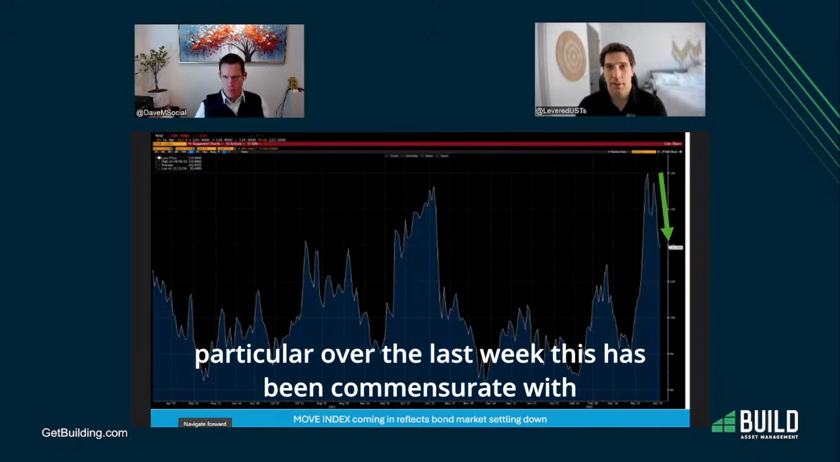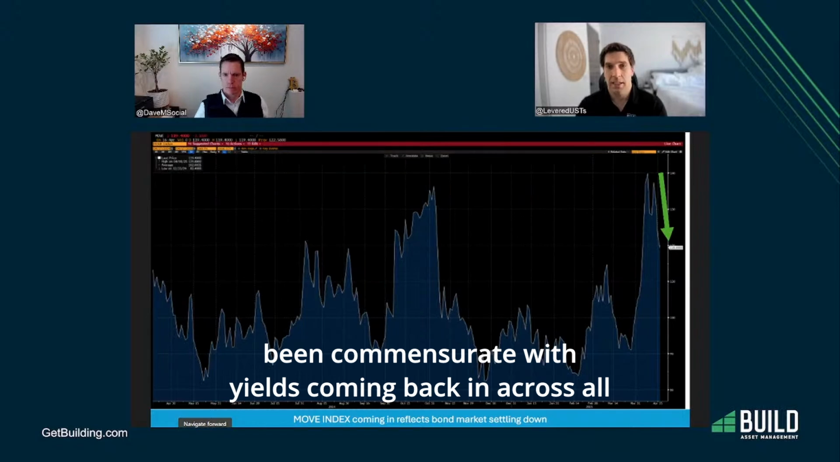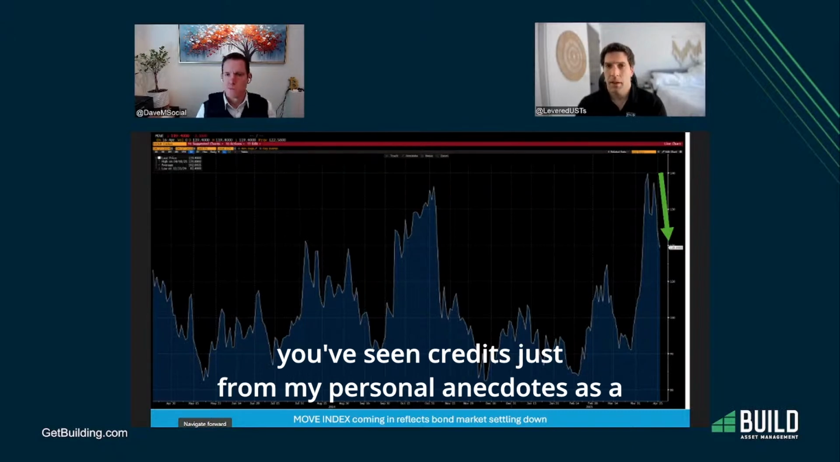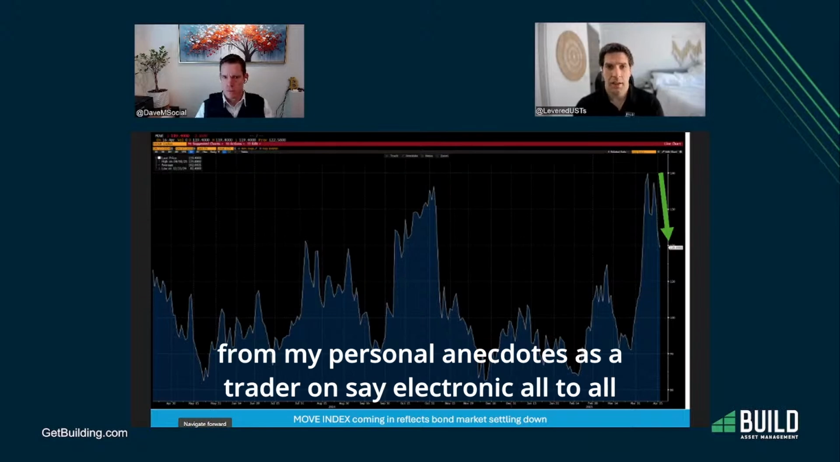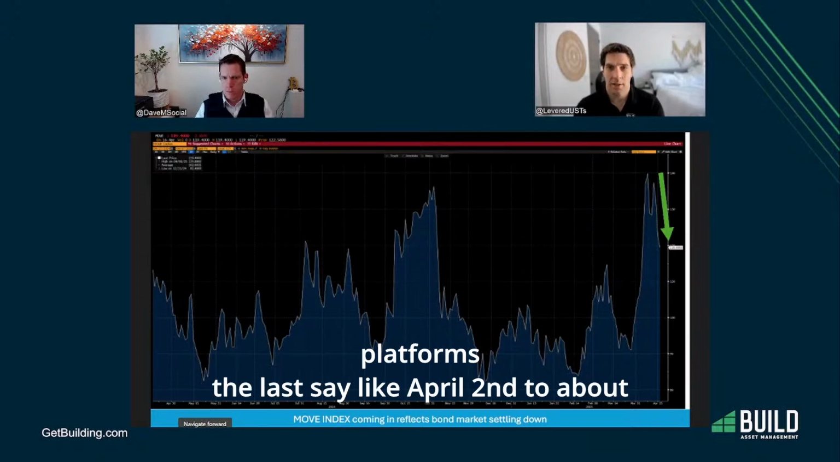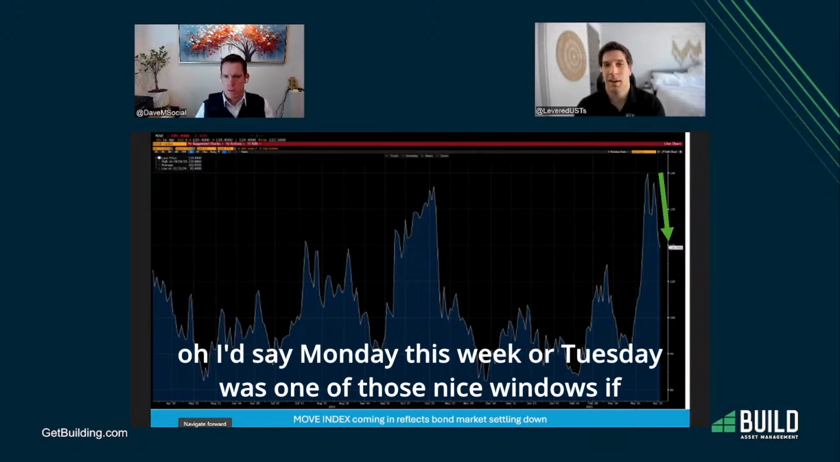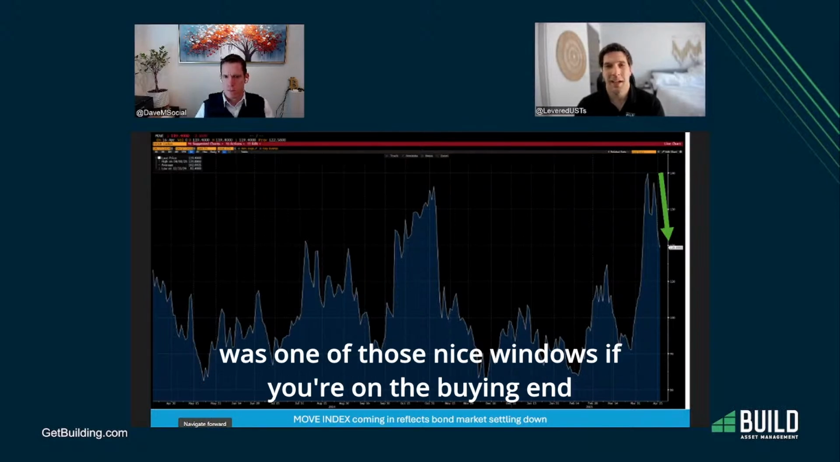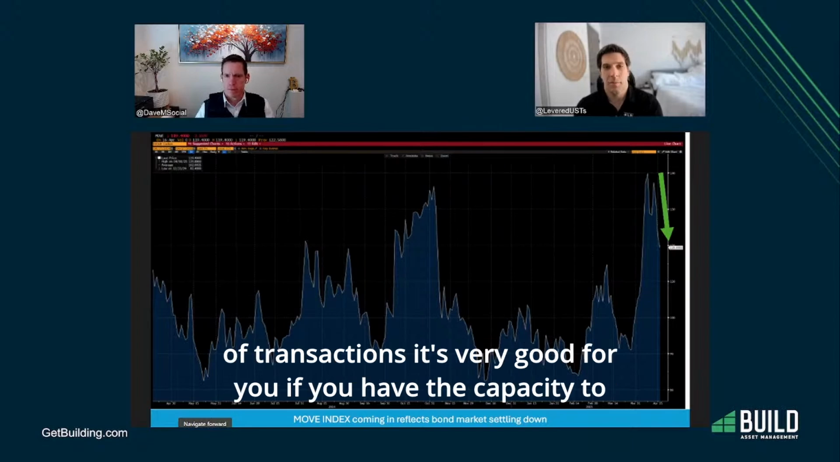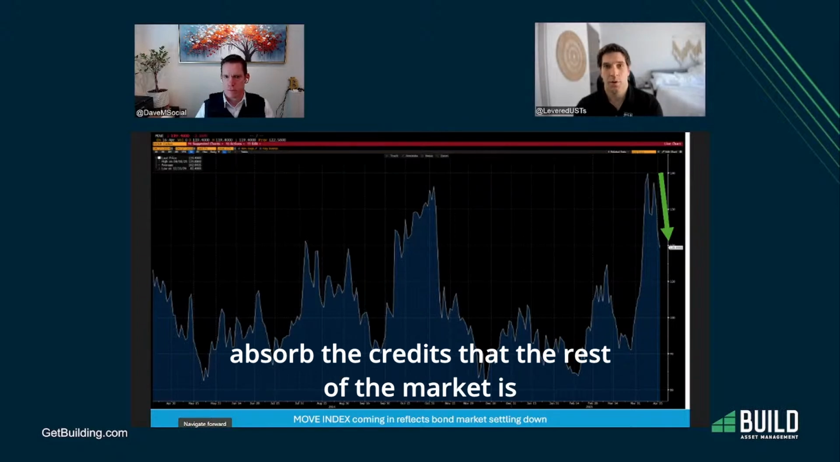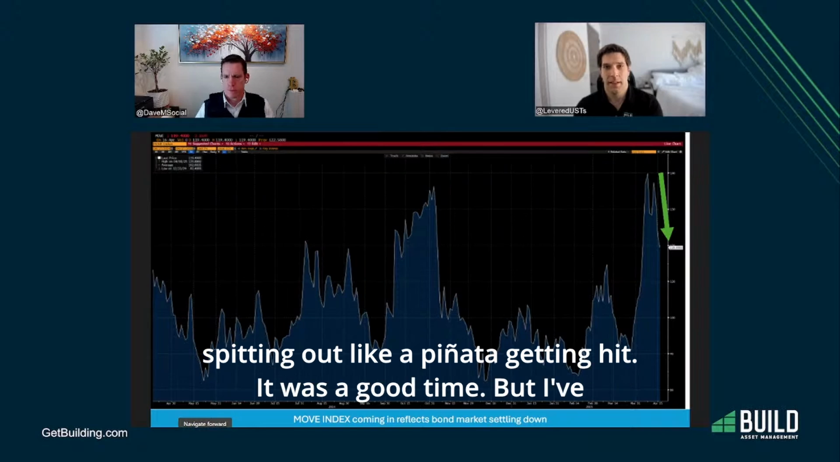But in the bond market in particular, over the last week, this has been commensurate with yields coming back in across all areas of the curve. So 2 years to 30 years, yields have traded lower. You've seen credits, just from my personal anecdotes as a trader on, say, electronic all-to-all platforms, the last, say, April 2nd to about Monday or Tuesday this week was one of those nice windows if you're on the buying end of transactions. It's very good for you if you have the capacity to absorb the credits that the rest of the market is spitting out like a piñata getting hit.